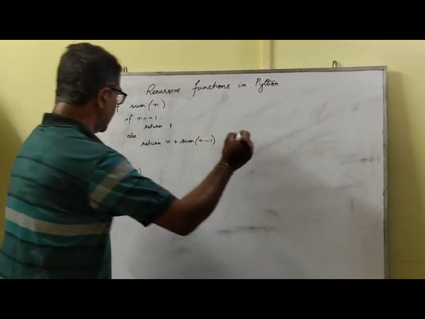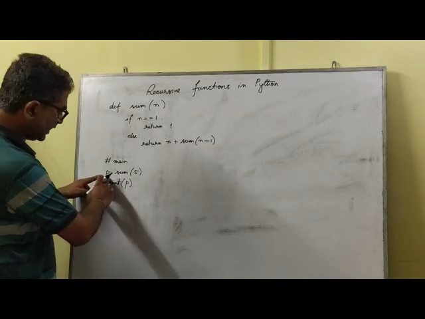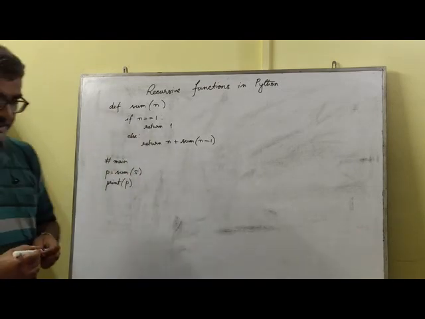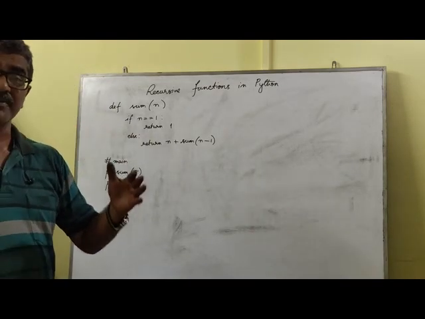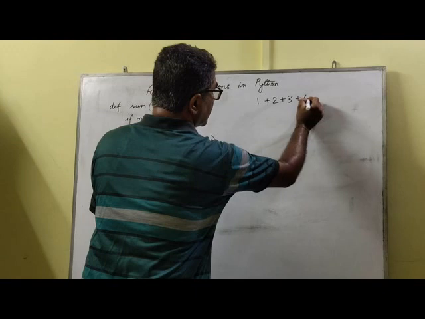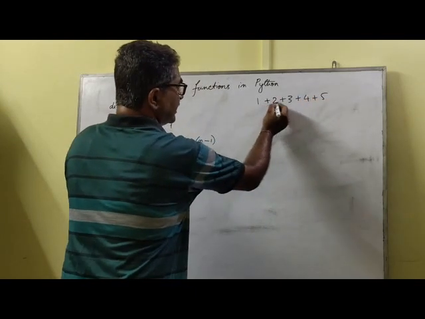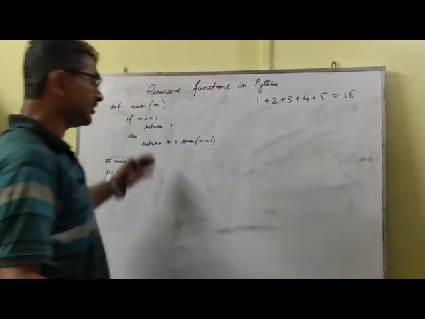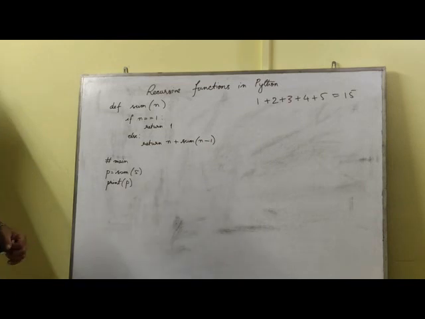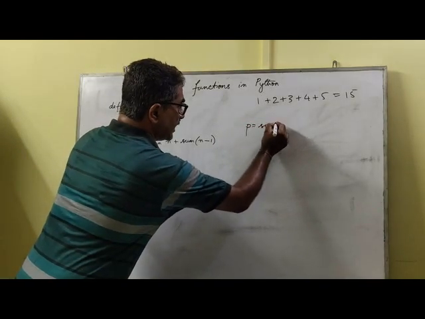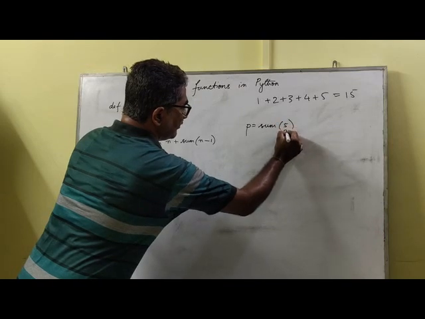So here you see, I'm making a call to the function sum and I'm passing 5 to it. 5 indicates that I'm going to find the sum of the first 5 natural numbers. That is, I want to find the sum of 1 plus 2 plus 3 plus 4 plus 5. So 1 plus 2 is 3, 3 plus 3 is 6, 6 plus 4 is 10, 10 plus 5 is 15. Now we are going to check whether it really gives us this 15 as a result inside the variable p. Here I made a call to the function named sum and I'm passing 5 to it. So this is the value of n.